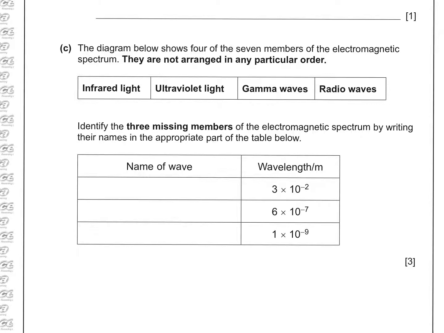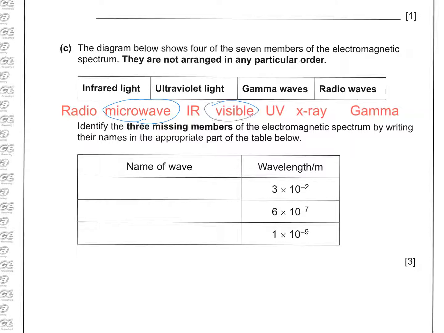Best way to do this would be to put the spectrum in an order and then highlight which ones are missing. So this is them in order, and we are missing microwave and visible and X-ray. Gamma, UV, IR and radio are all included.